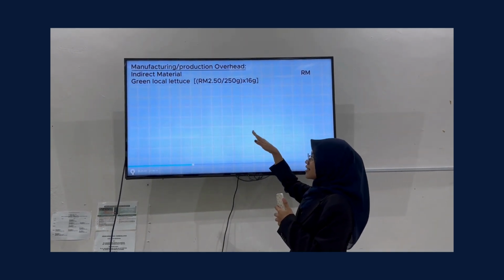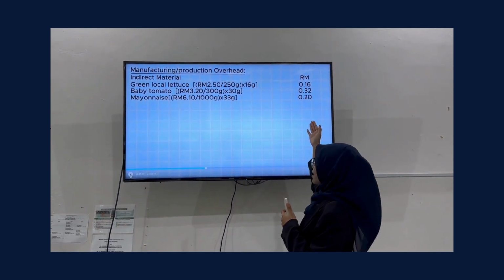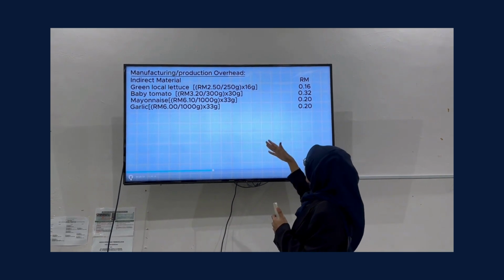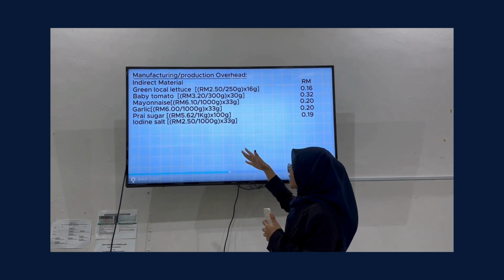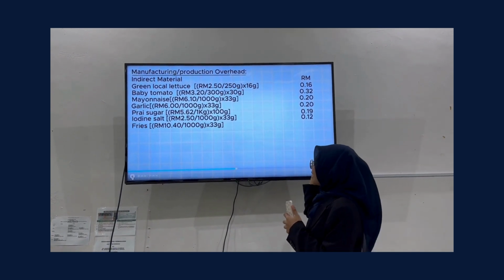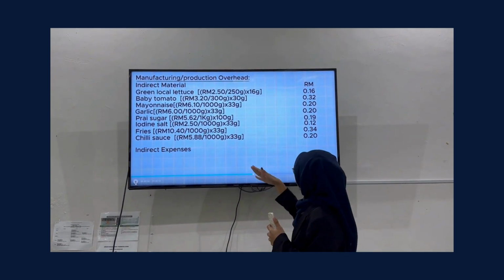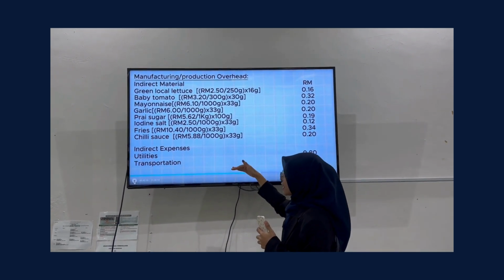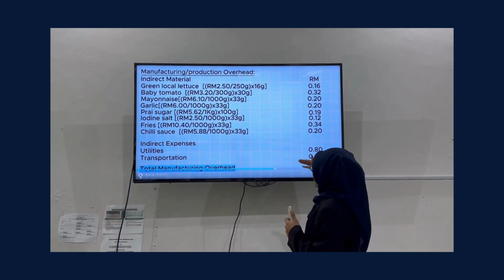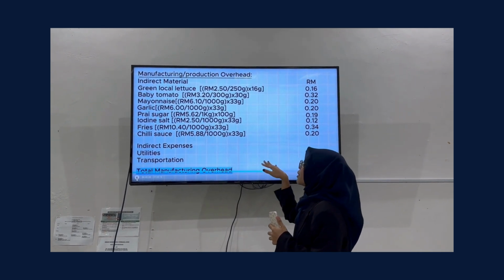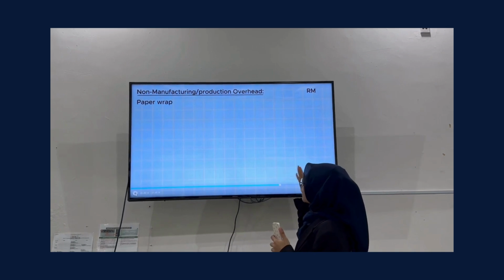The first is indirect material: green local lettuce, which costs 16 cents, baby tomato 32 cents, mayonnaise 20 cents, garlic 20 cents, rice sugar 19 cents, iodine salt 12 cents, fries, which cost 34 cents for one product, and chili sauce 20 cents. Next, indirect expense is utilities, which cost 80 cents, and transportation 50 cents. The total manufacturing overhead is RM3.03.